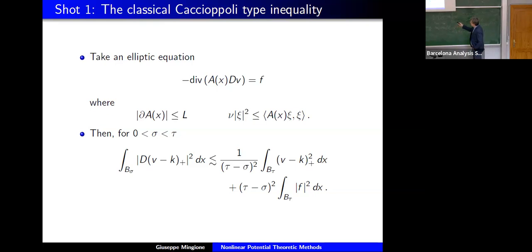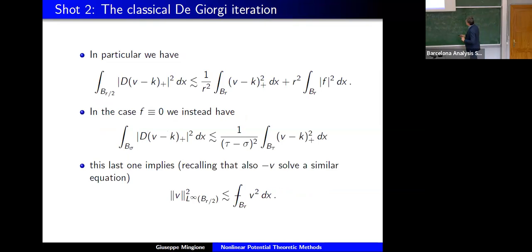This is the standard Caccioppoli-type inequality, which is satisfied, where (v minus k)+ is the maximum between v minus k and zero. This is the standard one, and this is what you get if you have a right-hand side. The proof: you just test by a cutoff times (v minus k)+, and do the computation, Young's inequalities and so on. It's very classical.